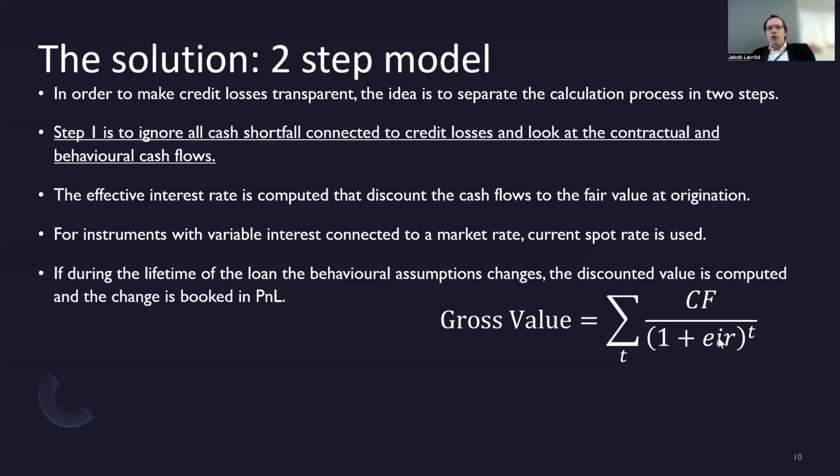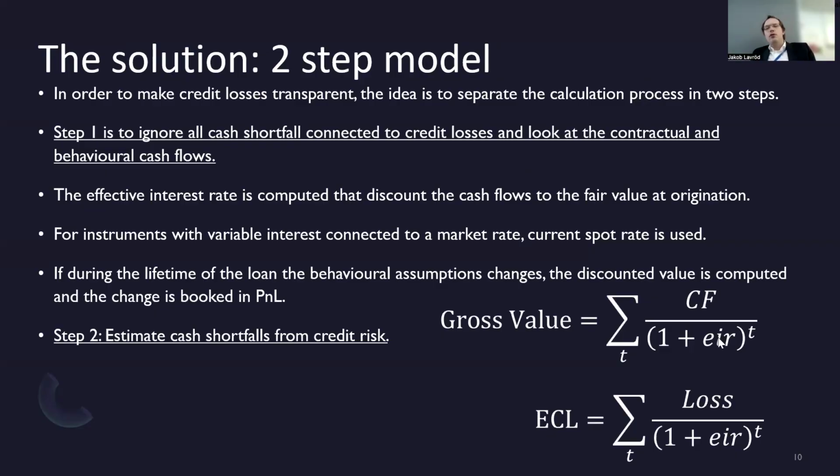And also, if over the lifetime the behavioral assumptions were to change, you would then run those changes through the P&L. And now you do a separate calculation where you say, okay, now I have the effective interest rate, that's set. Now I take that effective interest rate, I take my projection of losses that I made, the expected losses over each period in time, and I will discount all of those losses back to now, and that will give me the ECL. And from a pure accounting perspective, this is really what the ECL is.